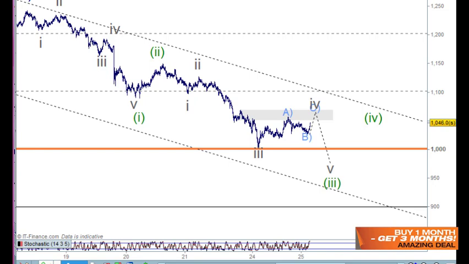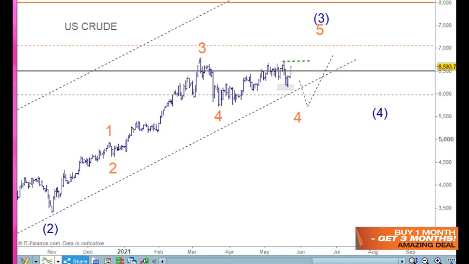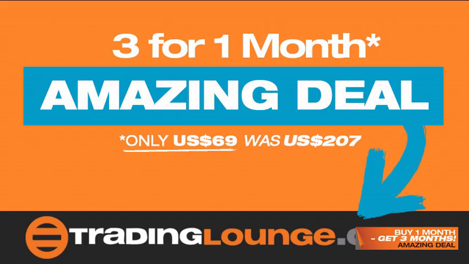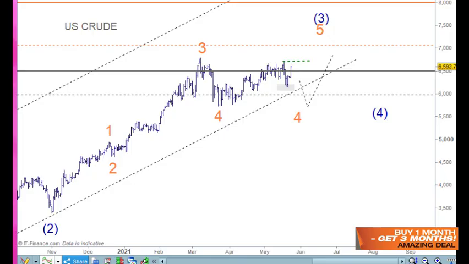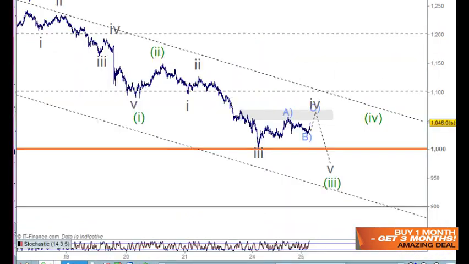And have a quick look at CRUDE. So CRUDE is looking kind of okay. If it takes out that top, then we can call that wave 4 on the left hand side. We can call that in. I don't want to spend too much time here though. I do want to have a look at copper.